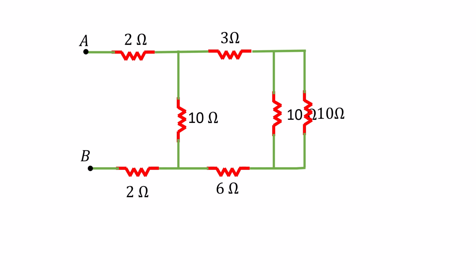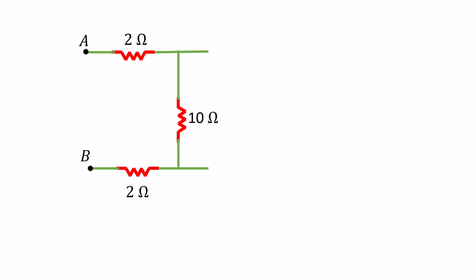With the help of the formula 1 by R equals 1 by R1 plus 1 by R2, we get an equivalent resistance of 5 ohm. Now, these 3 ohm, 5 ohm and 6 ohm resistances are in series. Let's replace them by their equivalent resistance, which is 14 ohm. This 14 ohm and 10 ohm resistances are in parallel. Let's replace them by their equivalent resistance, 5.83 ohm.